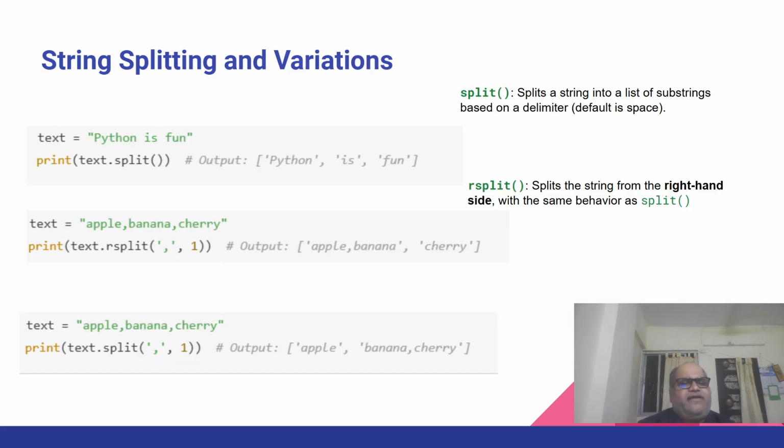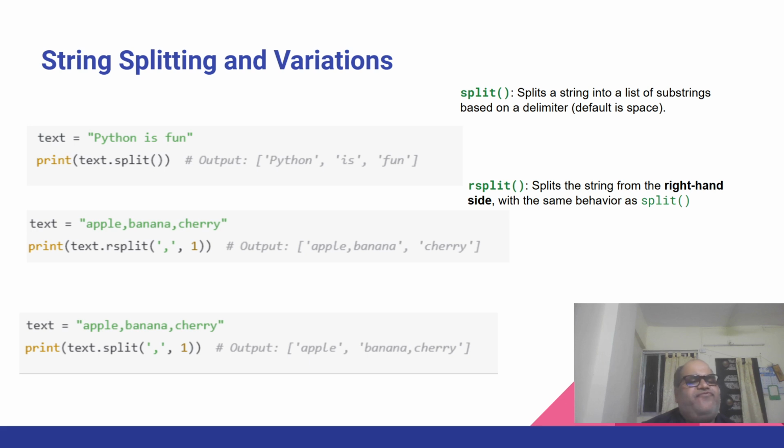Now, another important category of built-in functions is splitting. What split does is split the string into a list of substrings based on a delimiter. If you don't provide any delimiter, it will by default be a space. So in this particular case, if your text is "Python is fun" and you want to split it on a space, what words will you get?